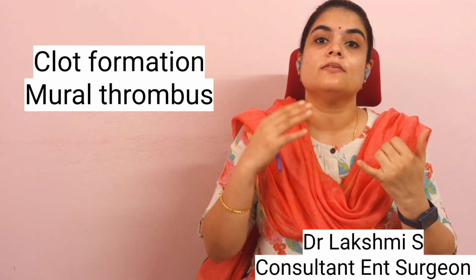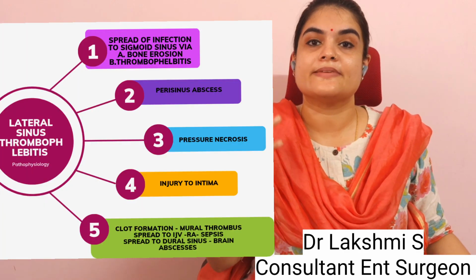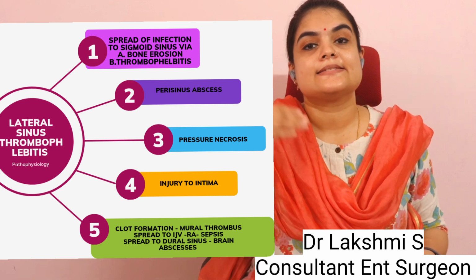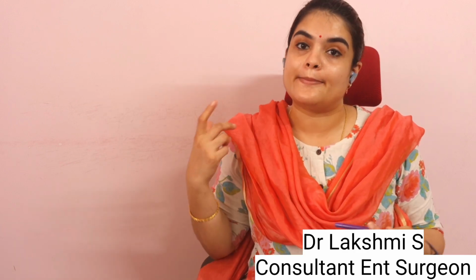We know that whenever an injury happens in a blood vessel, the clotting mechanism is activated. So fibrin is activated, and fibrin, blood cells, and platelets all adhere to form a thrombus. That is known as a mural thrombus. This thrombus will get infected and can spread proximally to the internal jugular vein and distally to the transverse sinus and into the dural venous sinuses. If it goes to the internal jugular vein, it can go into the right atrium of the heart and cause fulminant septicemia. If it spreads into the dural venous sinuses, it can cause brain abscess.